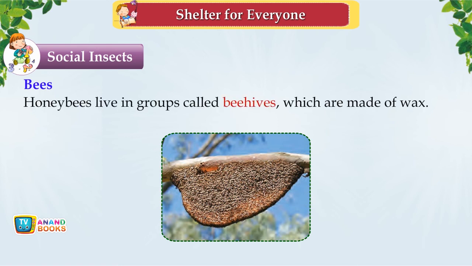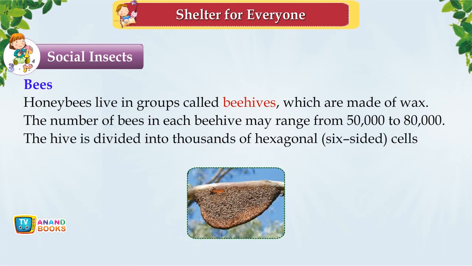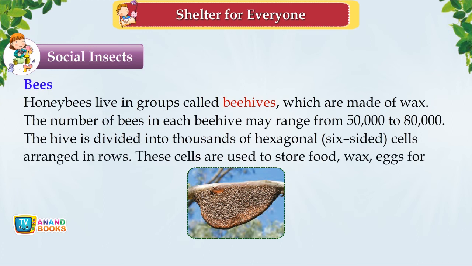Bees. Honeybees live in groups called beehives, which are made of wax. The number of bees in each beehive may range from 50,000 to 80,000. The hive is divided into thousands of hexagonal, six-sided cells arranged in rows. These cells are used to store food, wax, eggs for hatching, etc.